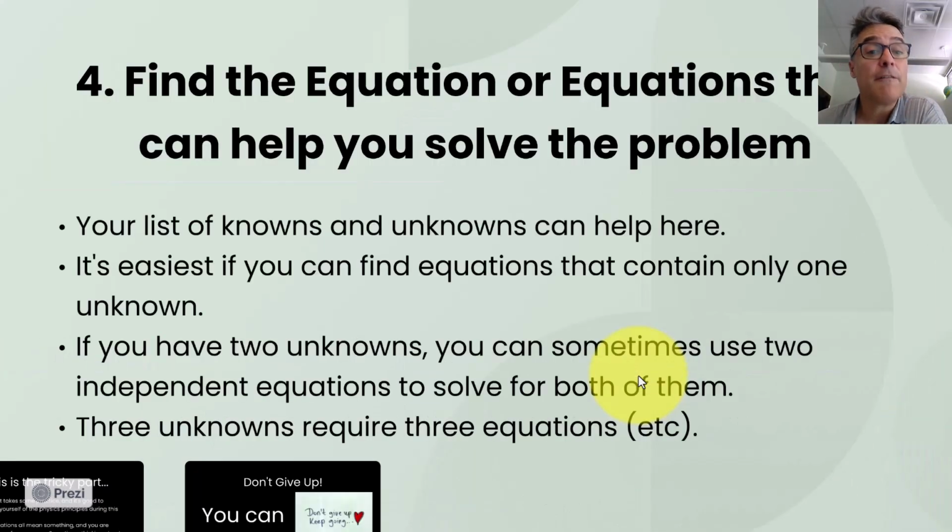Step 4. Find the equation or equations that can help you solve the problem. So your list of knowns and unknowns can help. It's easiest if you can find equations that only have one unknown. If you have two unknowns, you're going to use two independent equations and combine them. You could solve for both. 3 unknowns requires 3 equations, etc.